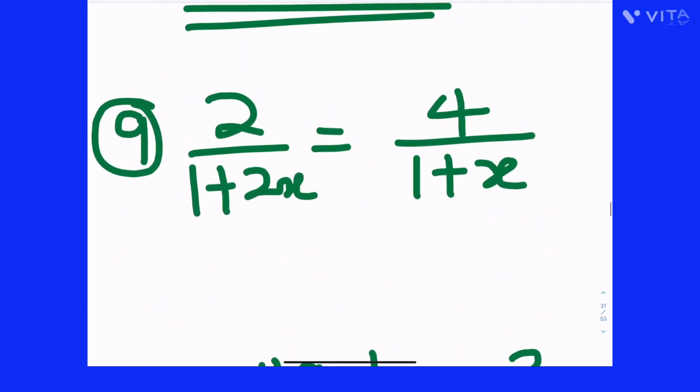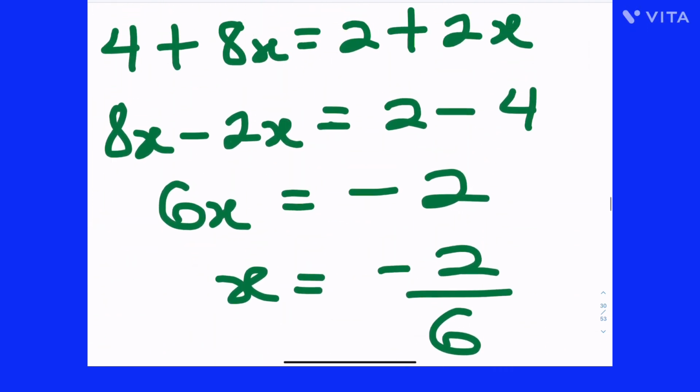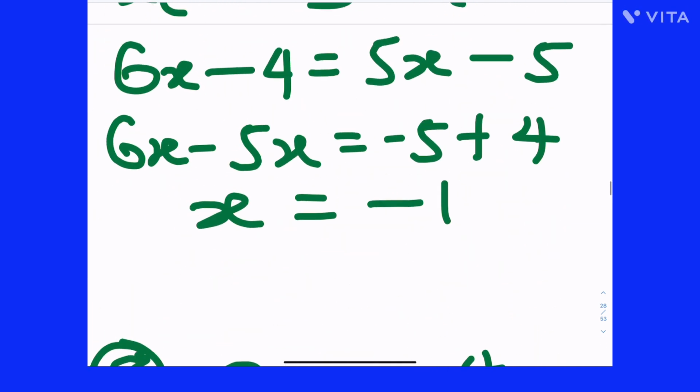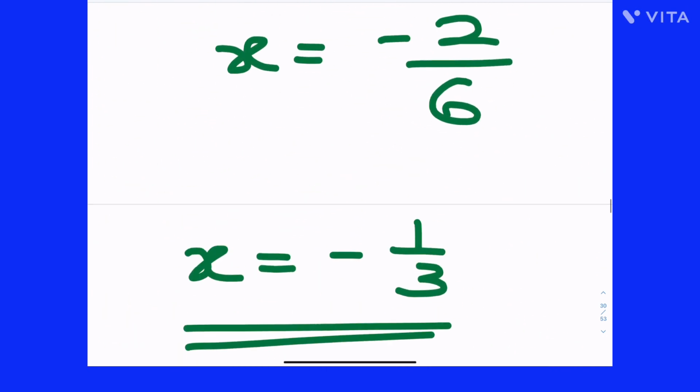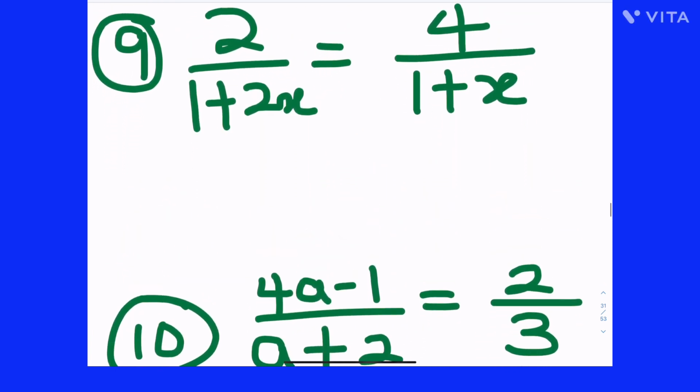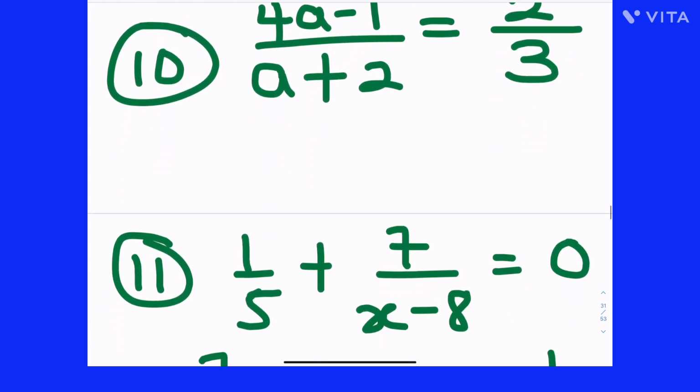So you do numbers 9 and 10 yourself. I think I made a mistake here. This is number 8. I don't know. Just answer these two yourselves. Numbers 9 and 10.